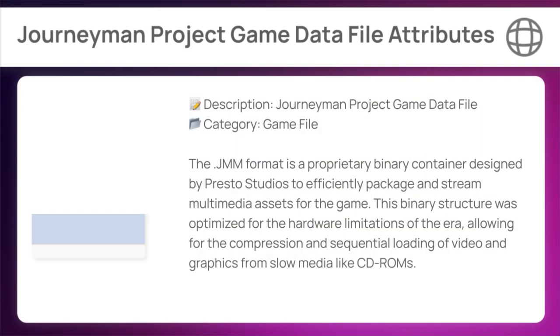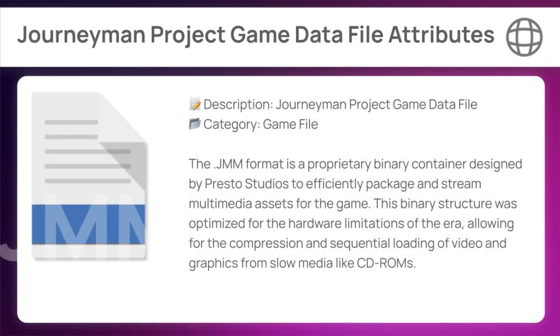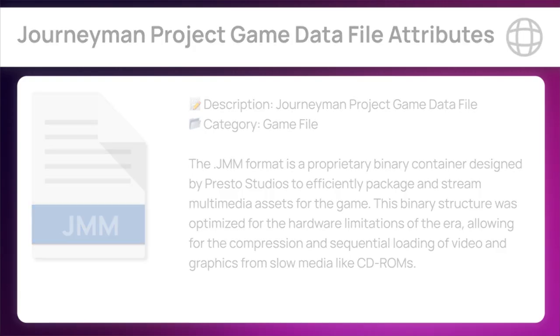The JMM format is a proprietary binary container designed by Presto Studios to efficiently package and stream multimedia assets for the game. This binary structure was optimized for the hardware limitations of the era, allowing for the compression and sequential loading of video and graphics from slow media like CD-ROMs.